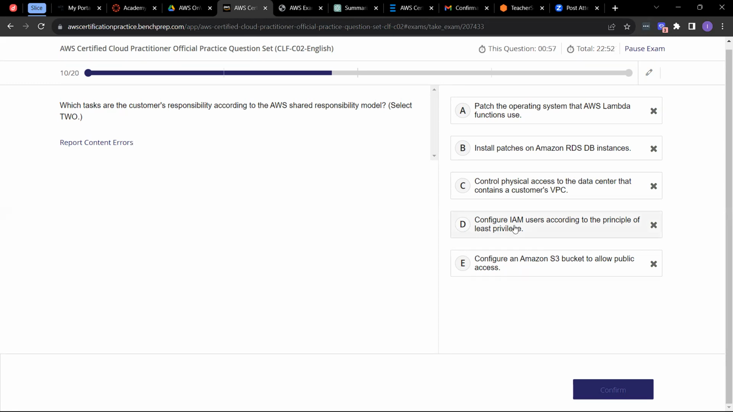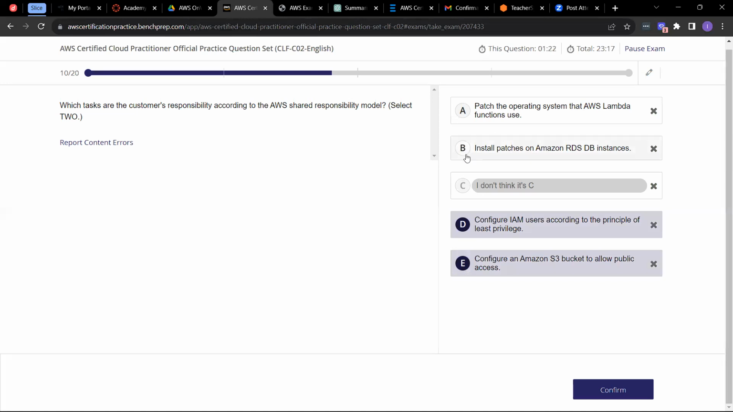So this one, configure IAM users according to the principle of least privilege. And here, configure an Amazon S3 bucket to allow public access. This one is control physical access. Immediately you see physical access, and it is the data center, then you know that this one is out. And then the RDS DB instances are managed services, so the customer doesn't patch or update those instances.